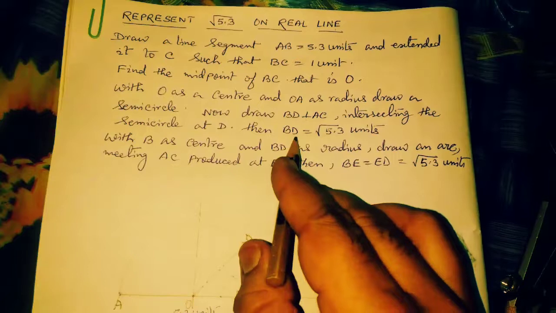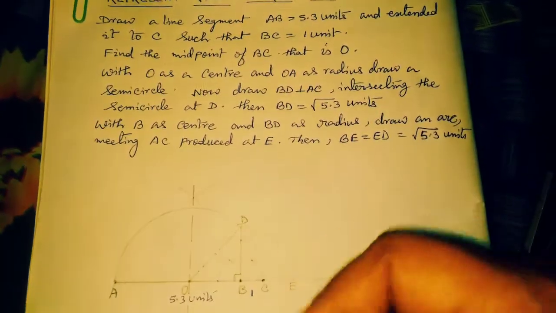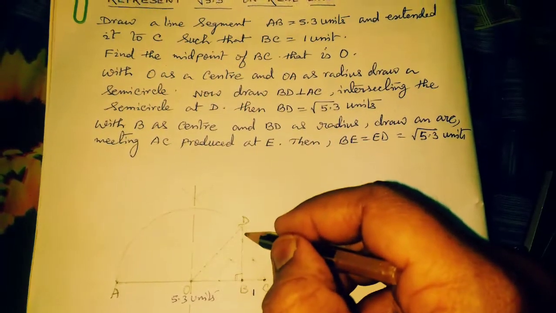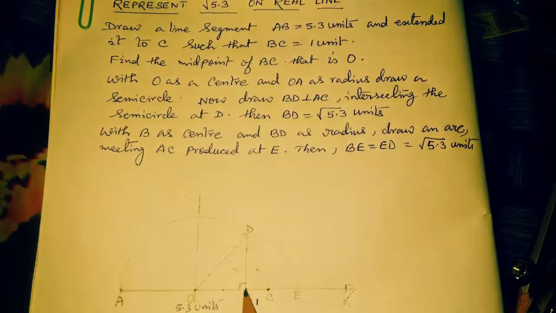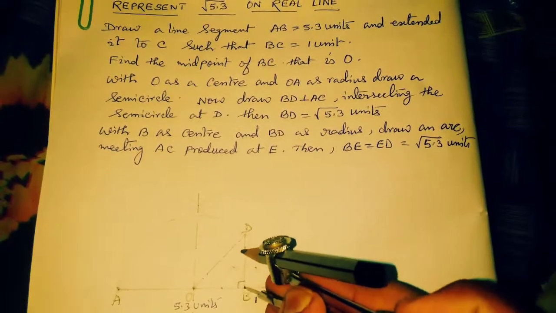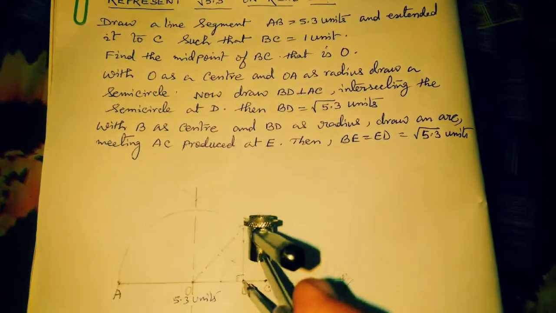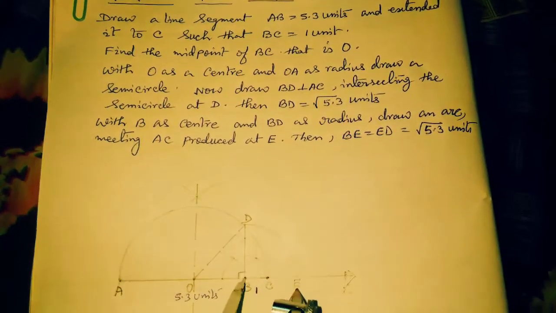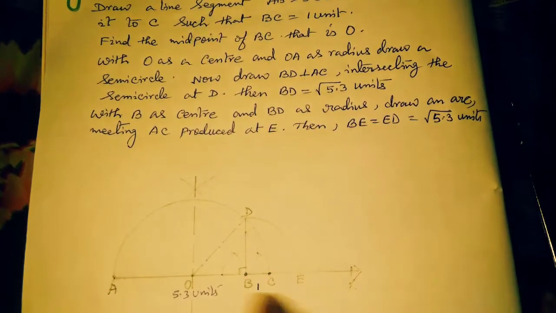So what they have given, BD is coming under root 5.3. But how it is coming 5.3, I'll explain it later on, okay? For now you'll see the value of BD will be under root 5.3 units. Now, assume B as a center and BD as a radius, and again draw an arc over here, which joins the x-axis at the point E, if you extend this.